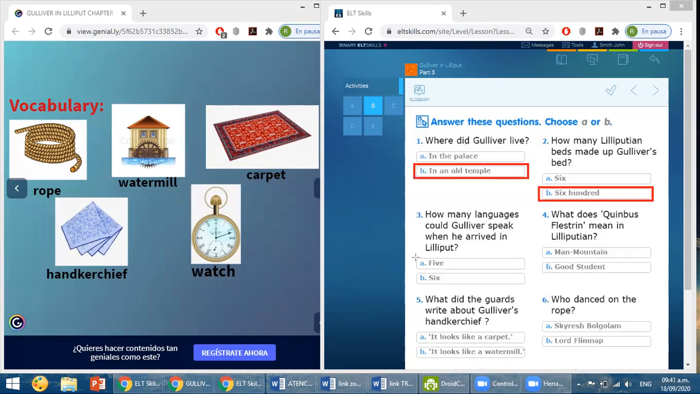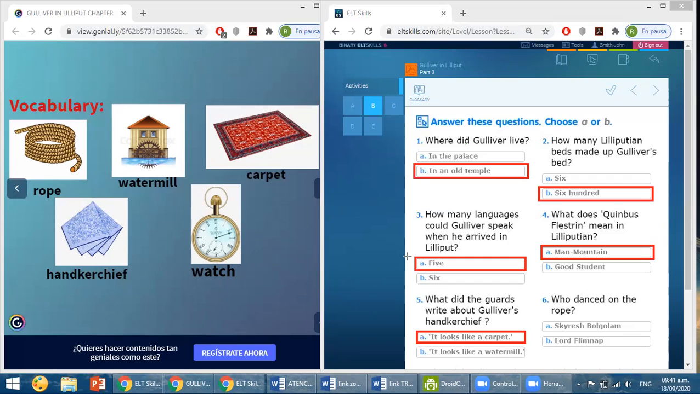Five. Yes, he was very intelligent, remember. He was a doctor. What does Quimbus Flestrin mean? Mountain. Good. What did the guards write about Gulliver's handkerchief? What is the description? It looked like a carpet. Yes, for the Lilliputians, the handkerchief looks like a carpet, very big. Good.